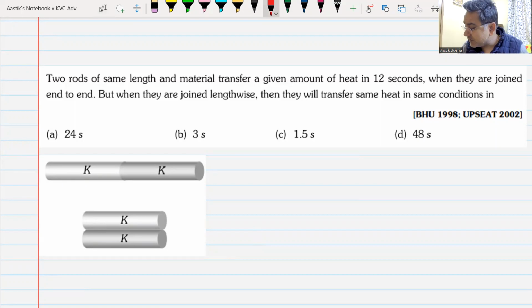Initially, the rods are joined like this. If I call the resistance R and R, the total resistance becomes 2R. Then the rods are joined like this, R and R, in parallel. So the effective resistance becomes R by 2. The resistance becomes 1 by 4 times. Yes or no?